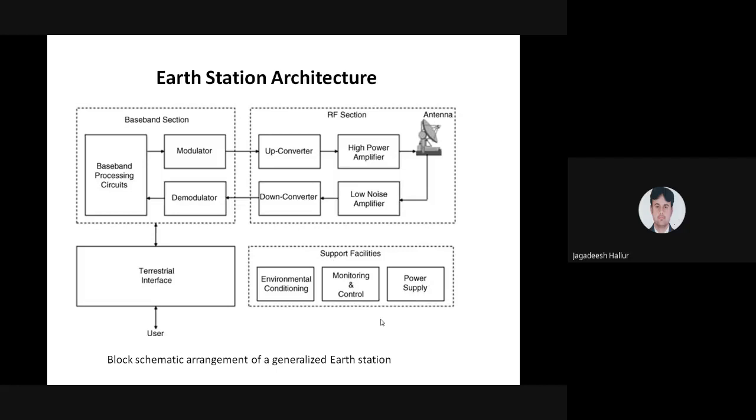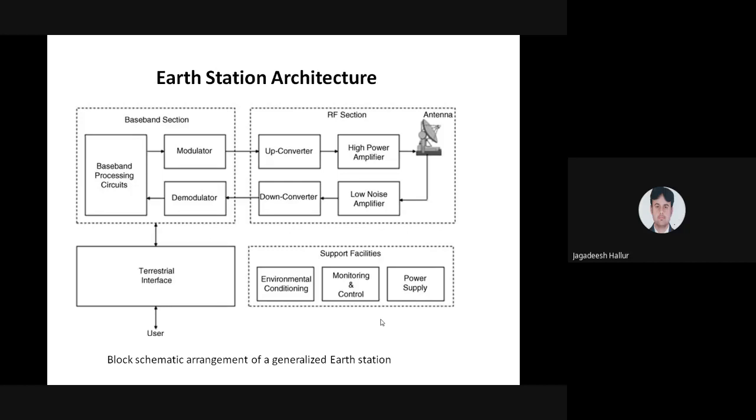The first block is your baseband section. The second block is your radio frequency section. The third block is your supporting facilities. And the fourth block is your terrestrial interfaces. This terrestrial interface is connected to your user and to the baseband section. Whatever signal we pass from the user goes to the terrestrial interface and reaches the baseband section. First block is baseband section, second is radio frequency section, third is supporting facilities, and fourth is your terrestrial interface.